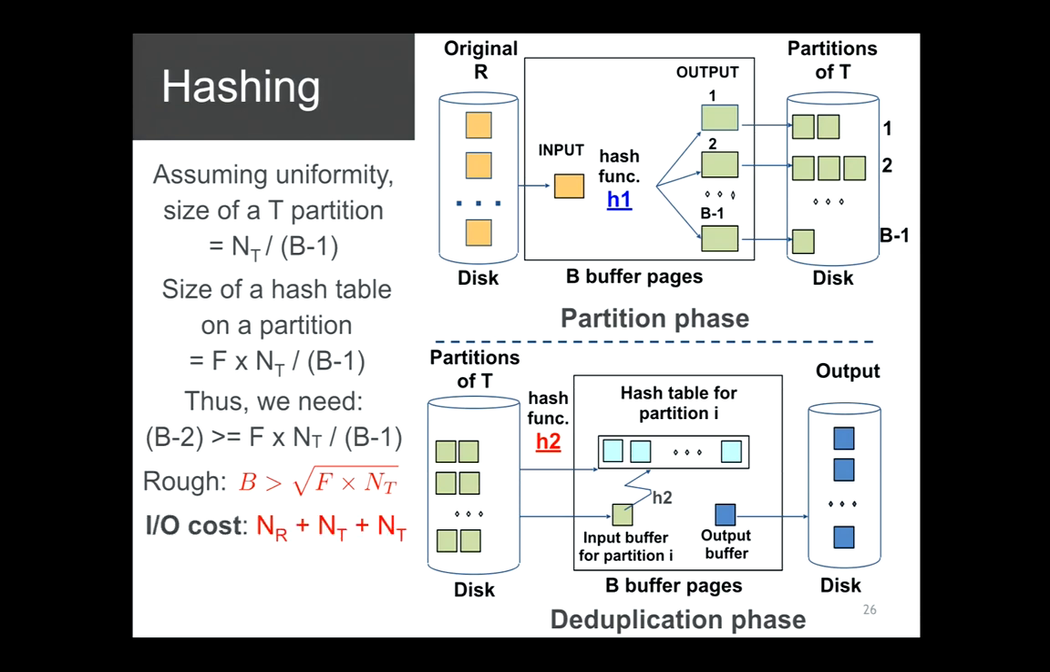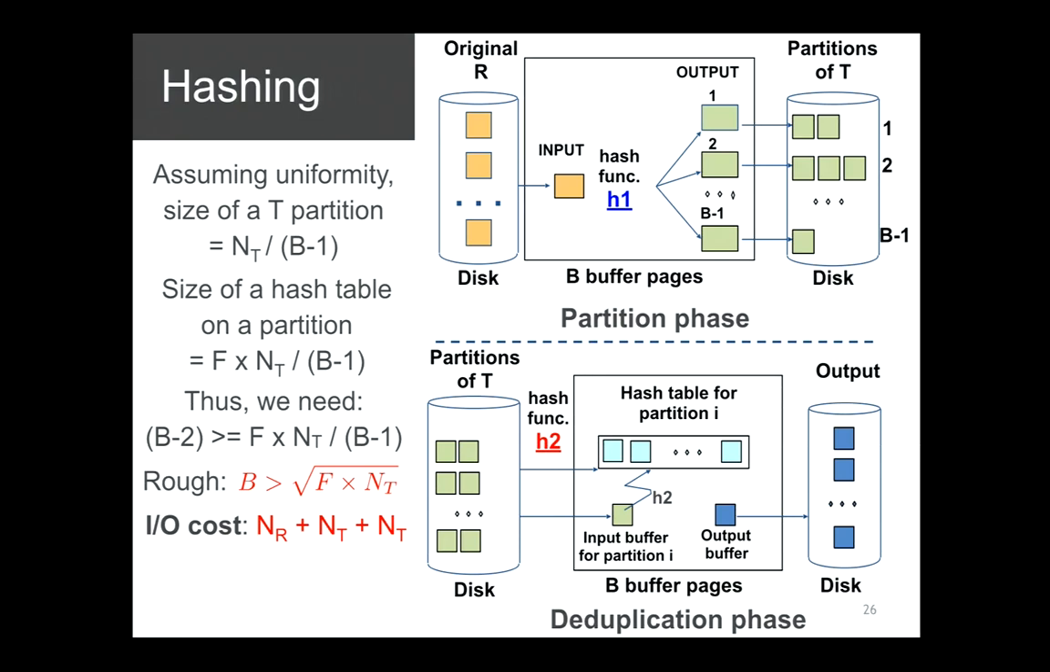What is the I/O cost? Assuming this buffer memory constraint is satisfied, NR for reading the file, NT for writing the partitions, NT for reading the partitions. We are not counting the output write cost, because regardless of what you're doing, the output write cost is the same. NR plus NT is the I/O cost of this two-phase hashing-based project.